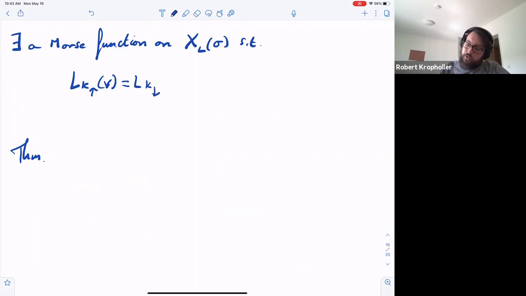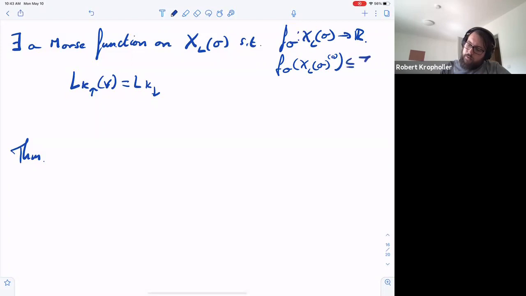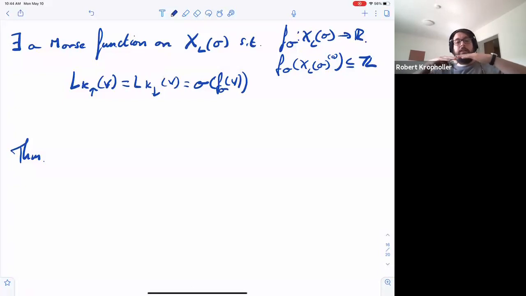So there's a Morse function, which is a function from our cube complex to the reals. And I'm going to request that the image of the 0 skeleton is contained in the integers. And what this construction gives you is that the ascending and descending link of a vertex V are exactly the cover you picked out, F sigma of V. So the ascending and descending links at height n are exactly the cover that you picked out for n.